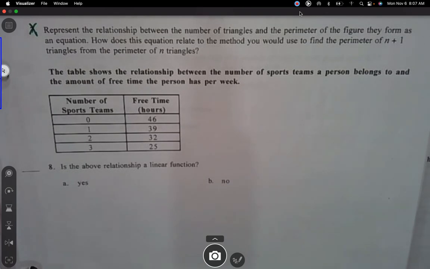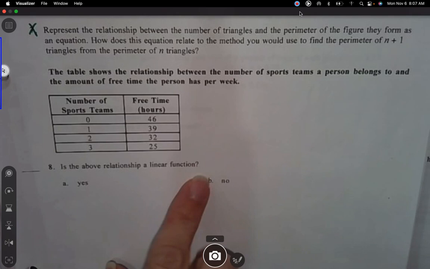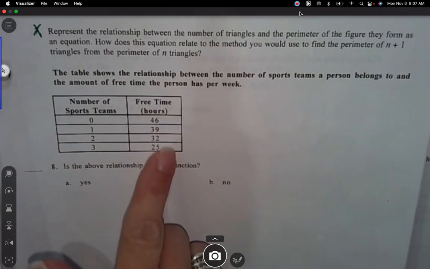From 46 to 39, how did that change? It went down 7, okay? From 39 to 32, down 7. From 32 to 25, down 7. So is that a linear function? Yes, it is. It changed the same amount. Number 8 and number 6 don't go together. No, 6 was the last one in that group. Number 8 has able to use, okay?